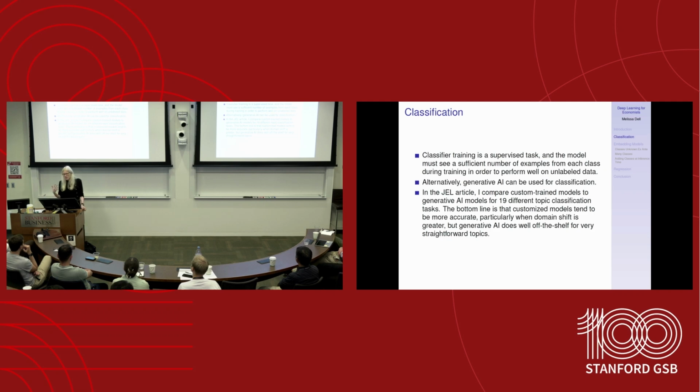So in a JL article that I have on deep learning for 19 different topic classification tasks, all using historical newspaper articles from the US, we compared GPT to our own custom trained model. And I think the bottom line is that the custom trained models are almost always more accurate, but sometimes GPT is really good, and you can just use that. So people ask all the time, can I use it or not? And my answer is always, why don't you just try it? Because it's cheap and easy to try.